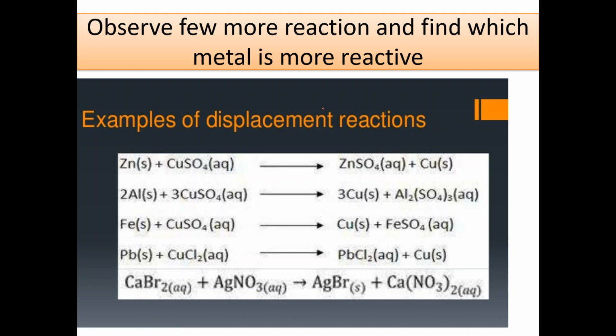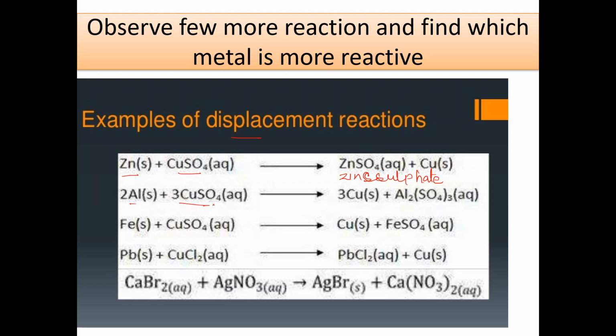Next, a few more examples of the displacement reaction you can study. Zinc plus copper sulfate, what reaction is taking place? This is zinc sulfate and copper. Copper is deposited, it will deposit over zinc.